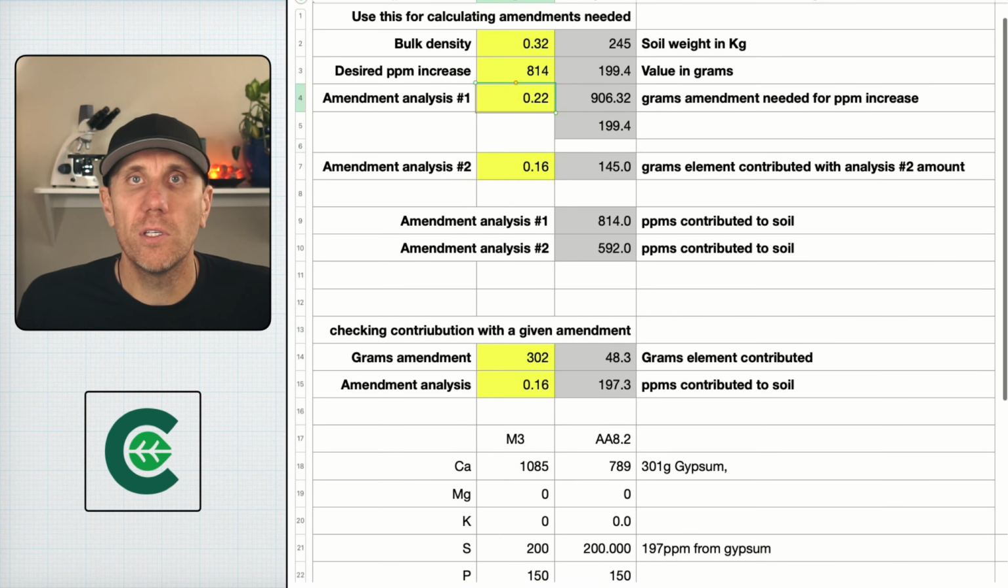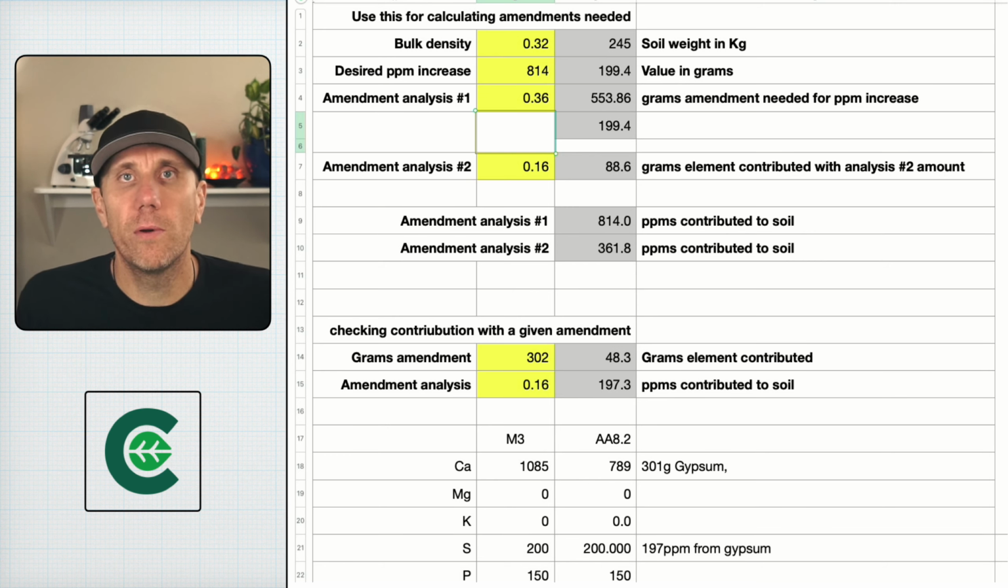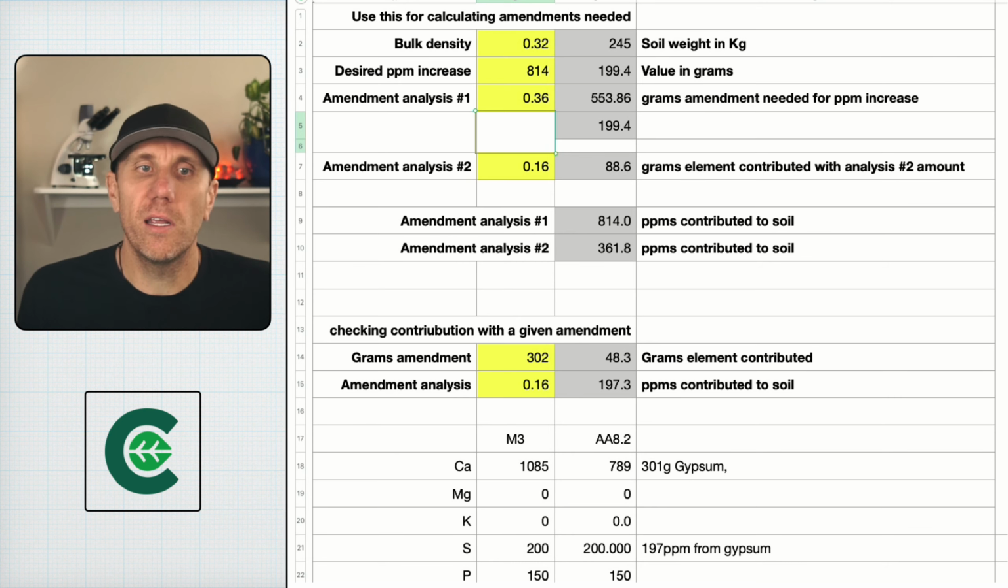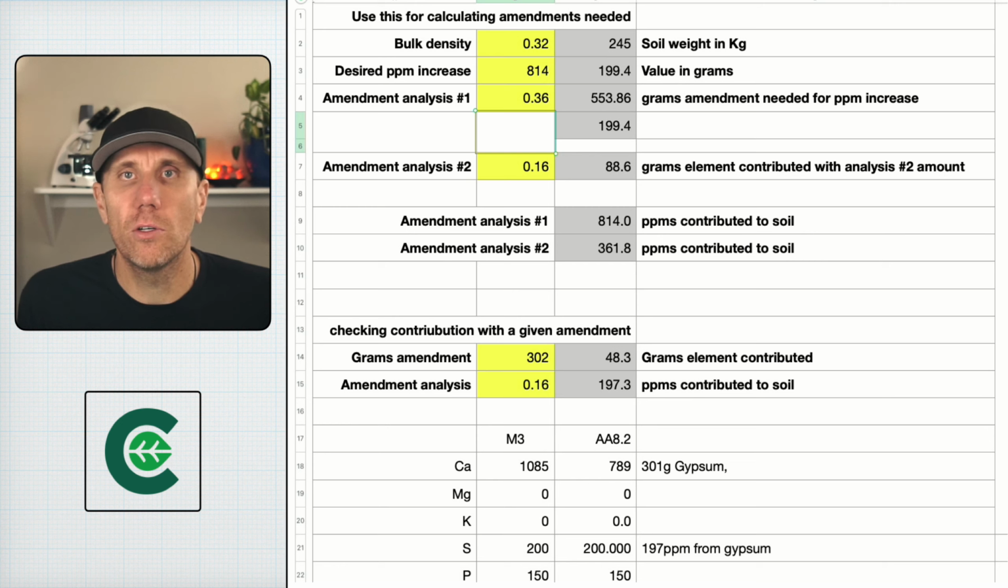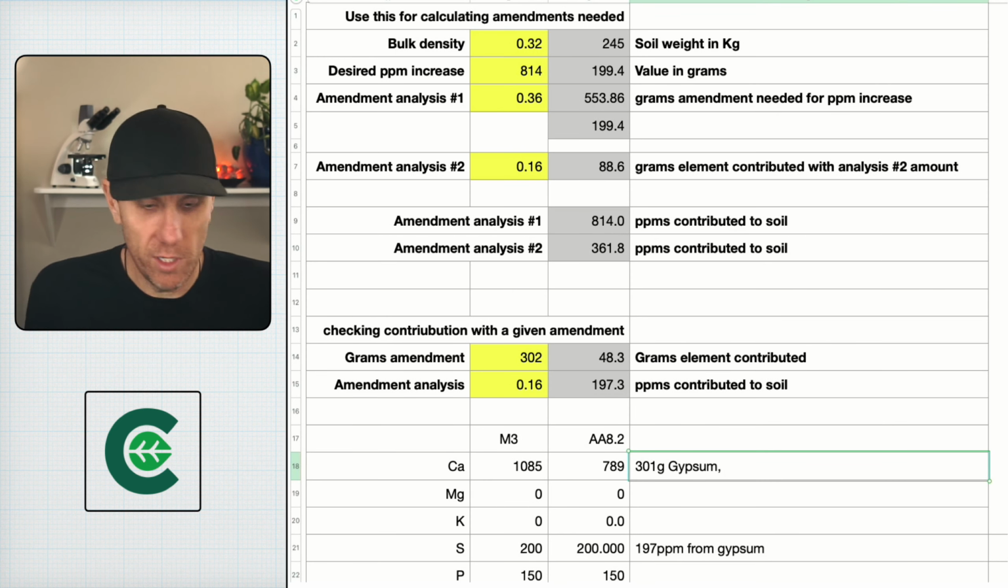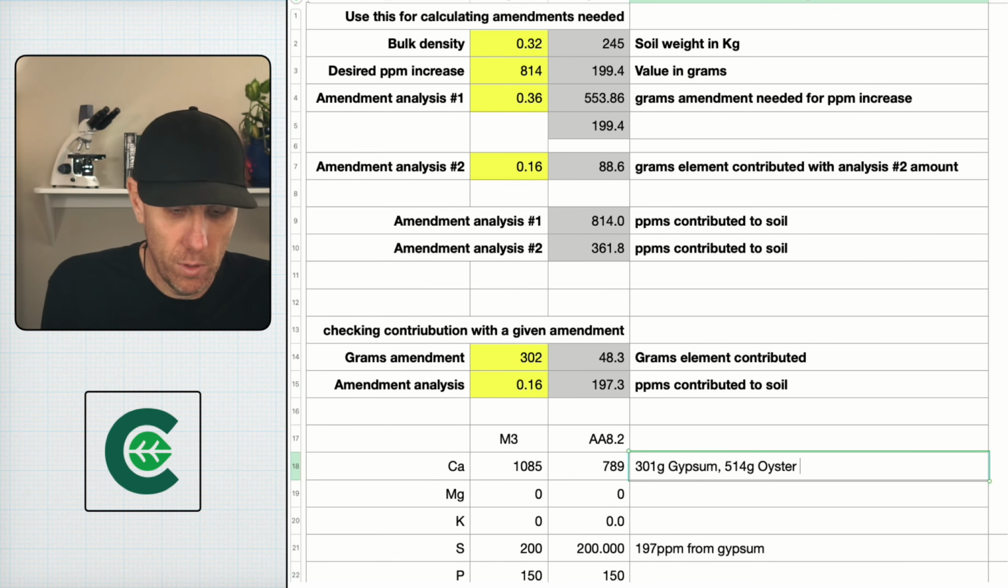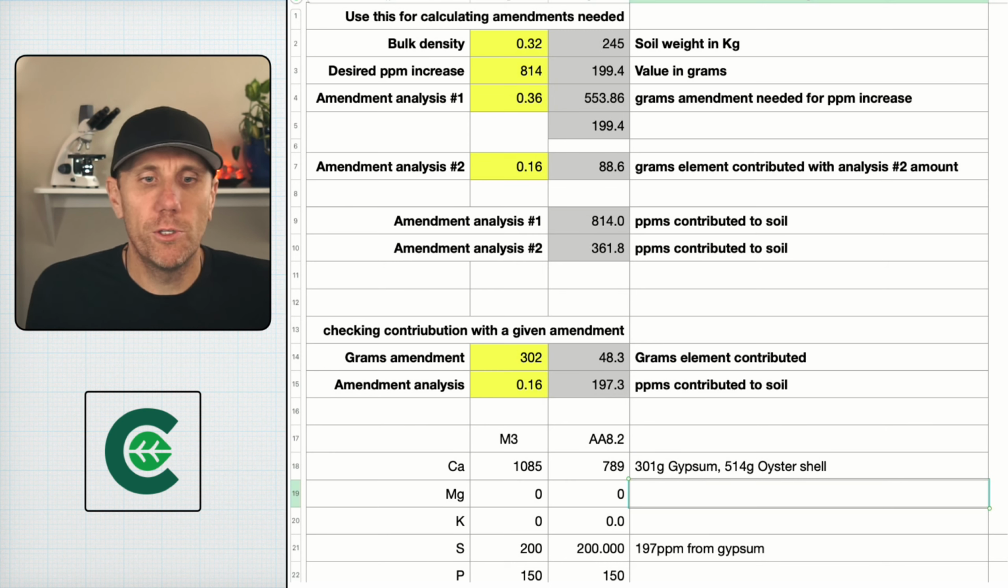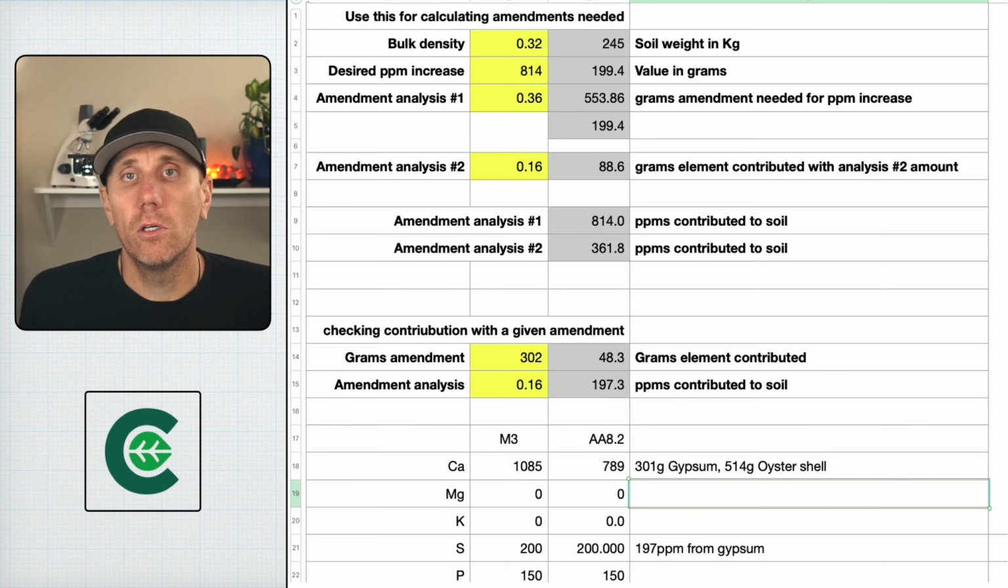So that has a 36% calcium value. So we represent that as a decimal because that's the way the math works. And we can see that at 814 ppms with oyster shell that has a 36% analysis, we're going to need 554 grams essentially. And that gives us our 814. So write that in our notes. So 514 oyster shell flour. So pretty straightforward there.